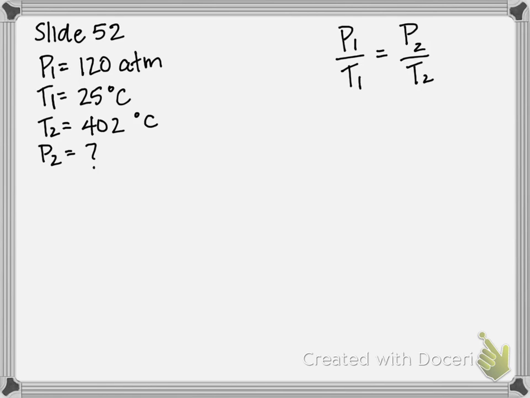So just like the last problem that we worked, before we go plugging all of our numbers into our equation, we have to change our temperatures into Kelvin. So I'm going to add 273 to each of my temperatures, and that's going to give me 298 Kelvin for my first temperature and 675 Kelvin for my second temperature.